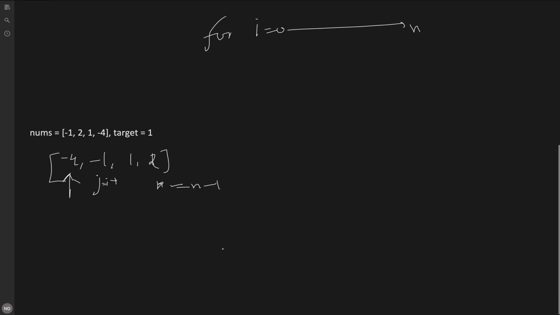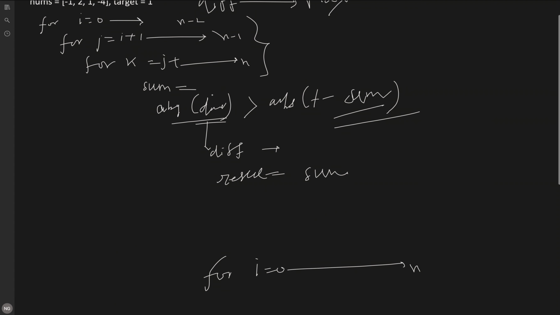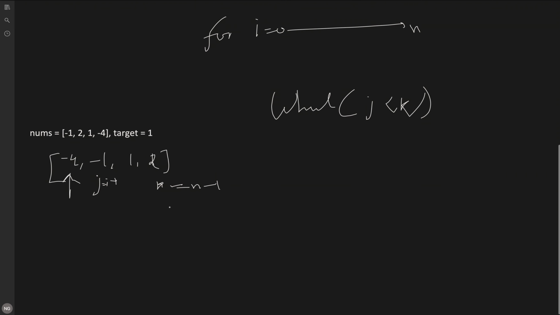Now we have to find a pair, j and k, which summed with nums of i is closest to the target, and then we update the diff. So we will run a nested while loop while j is less than k. Then we check the same condition which we did over here, the absolute diff and current target minus sum. The sum will be created the same way, and we again check the same condition.